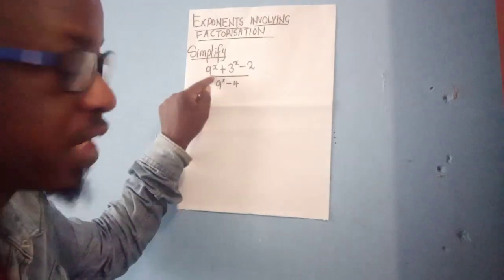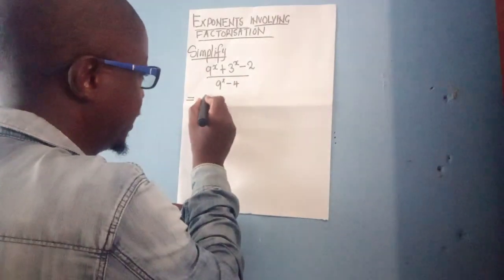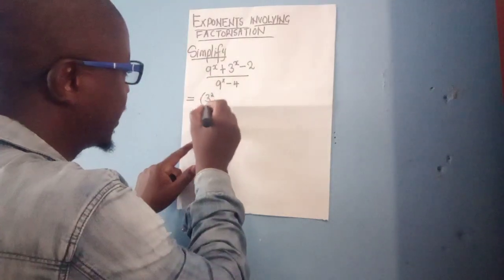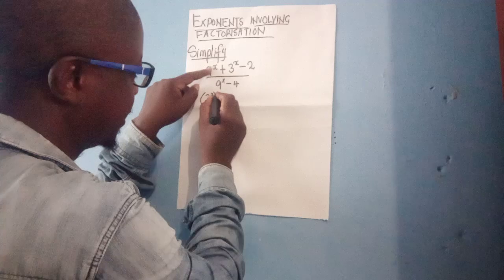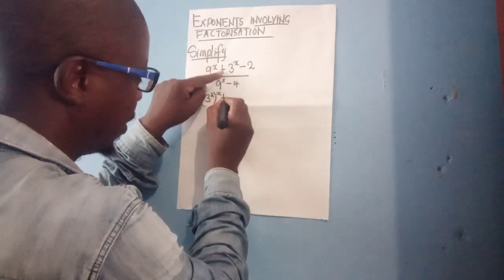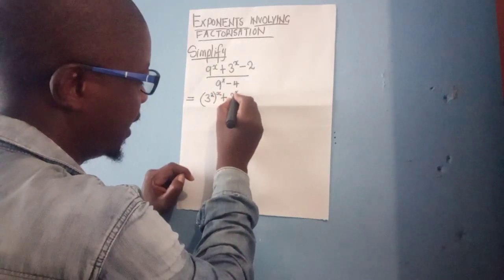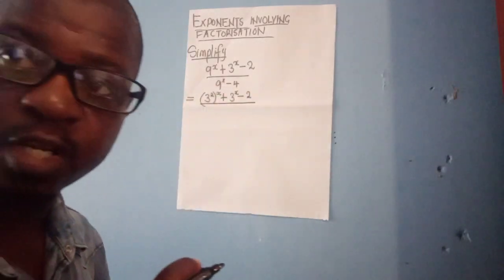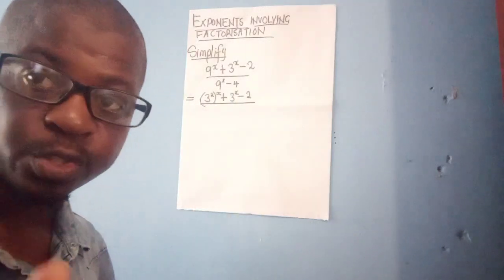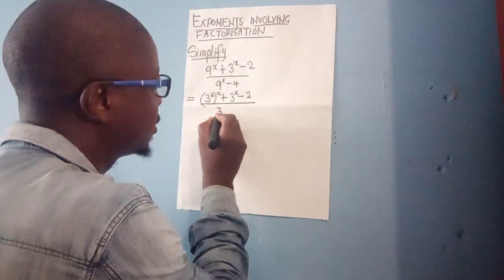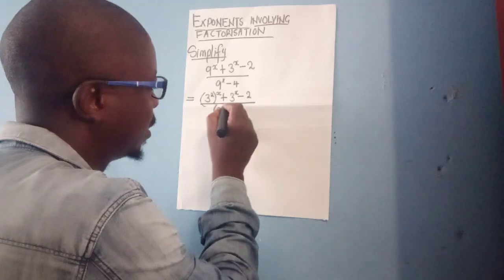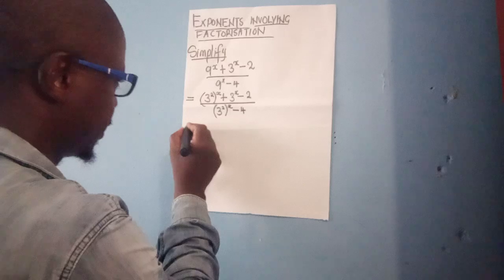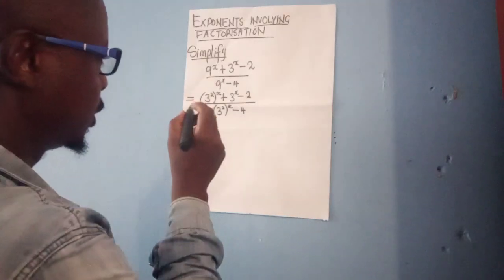So we need to change this 9 to 3 to the power of 2. So our 9 is raised to the power of x, and then we write our plus, and then we have 3 to the power of x minus 2, all divided by 9 to the power of x, which we are also going to change to make it 3 to the power of 2 raised to the power of x minus 4. So this now brings us here.